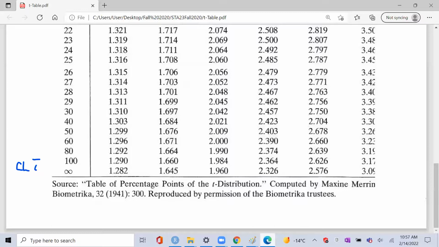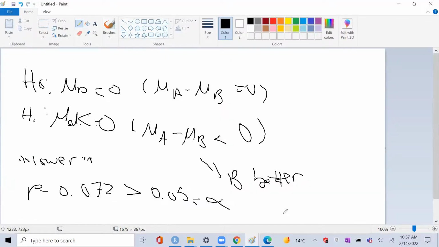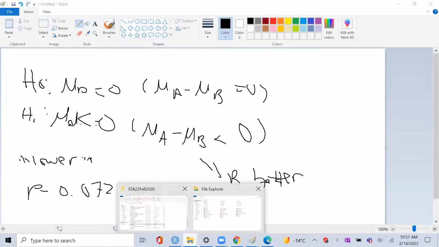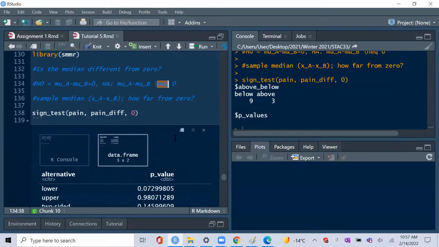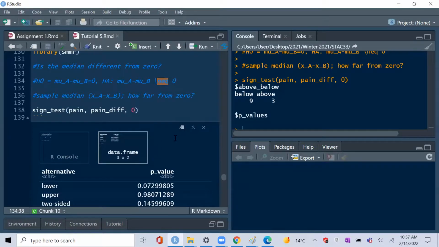So in my test here, the p-value is actually 0.07 because I specified a less than, but in the way I've set the question up here, where I said not equal to 0, it's actually 0.14. So please make sure you're reading these things carefully.